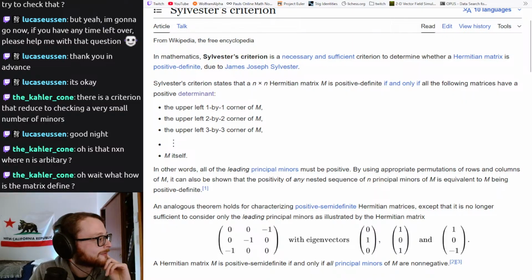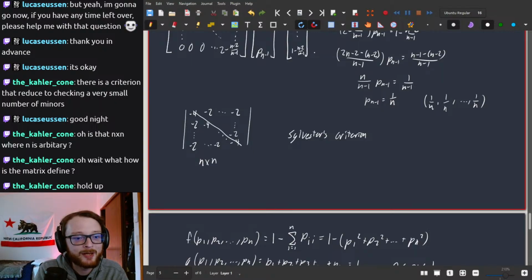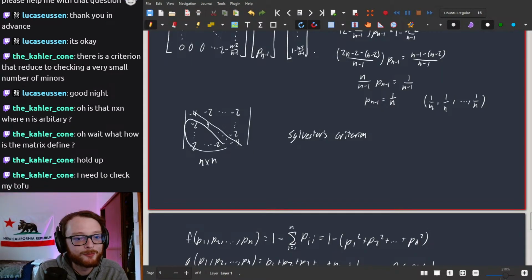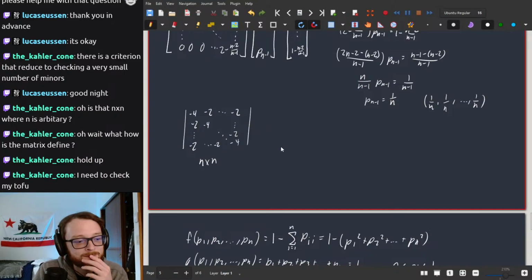How is the matrix defined? -4s on the diagonal and -2s everywhere else. Oh, okay. No worries. Tofu's important. Okay, we can try a little bit more with the Lambert W function while we wait for color cone.